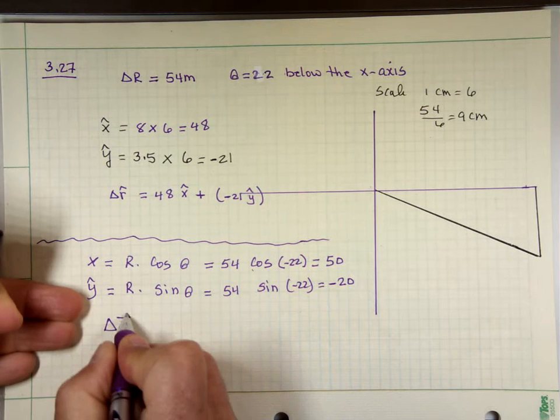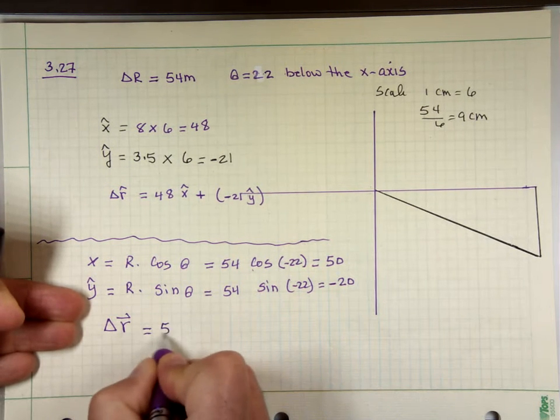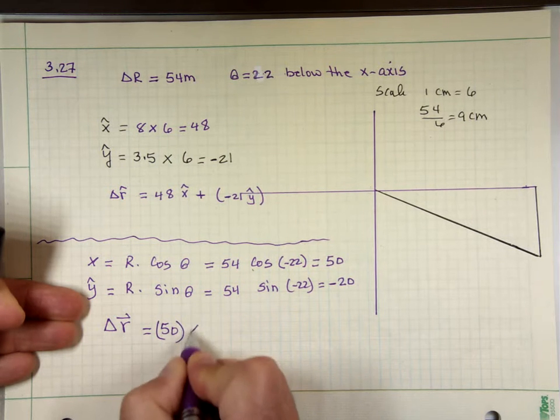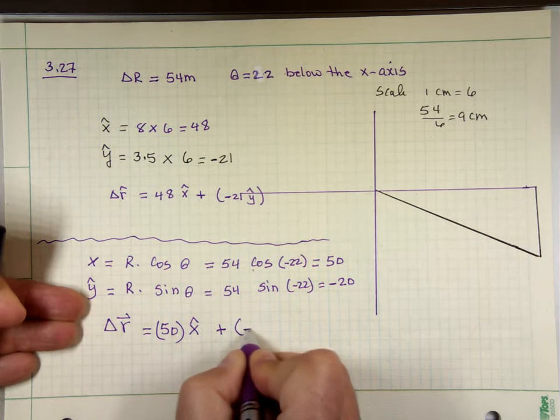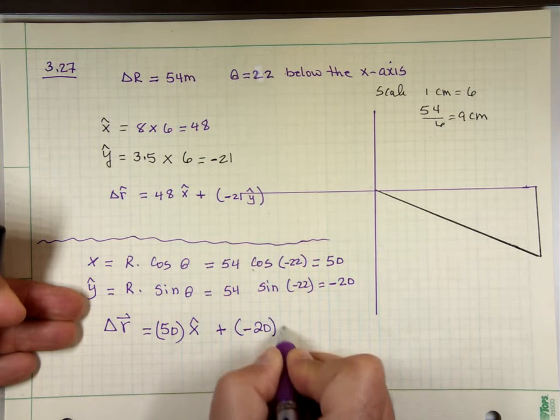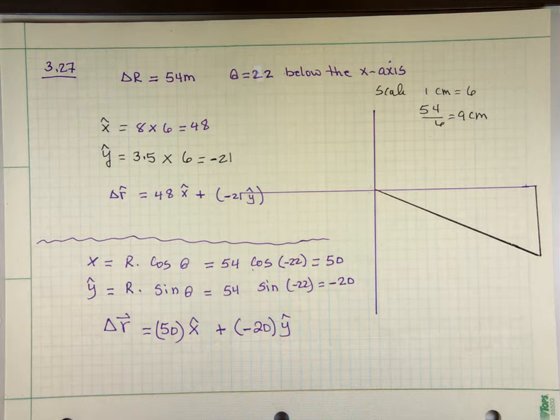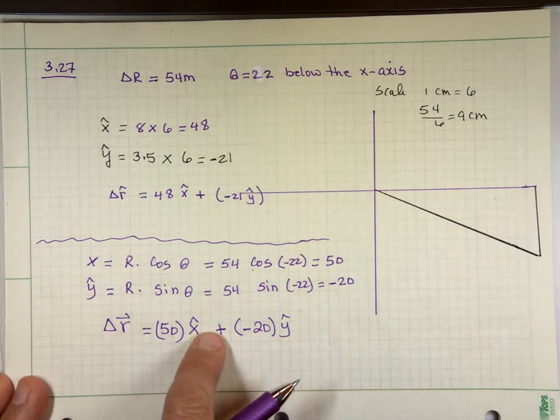It is 50 units in the x direction plus negative 20 units in which direction? The y direction. I think they want you to write it in the x direction and the y direction. It says your answer in terms of the unit vectors x hat and y hat. So they want you to write it this way: 50 units in the x direction, negative 20 units in the y direction.